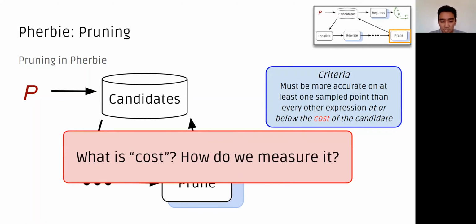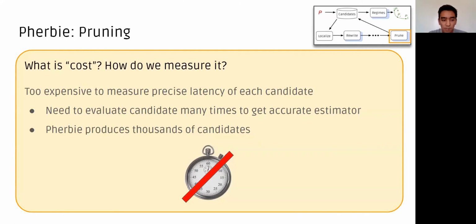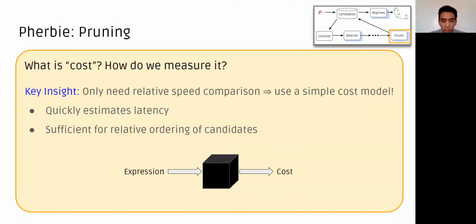Now, what is this cost I mentioned? Well, it's just a measure of the latency of the expression. Now, what we found is trying to get precise timing data for each candidate is not practical because we need to evaluate it many times. And within a single iteration, Furby may produce thousands of candidates. And what we found is we only really need a relative speed comparison. So we should just use a simple cost model to estimate the speed of expressions.